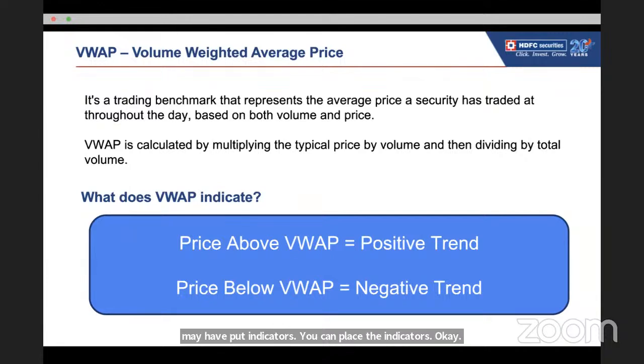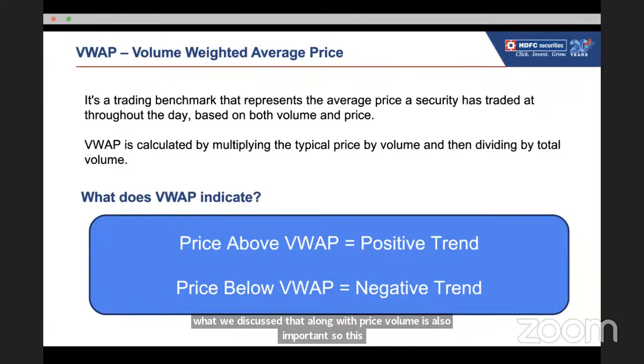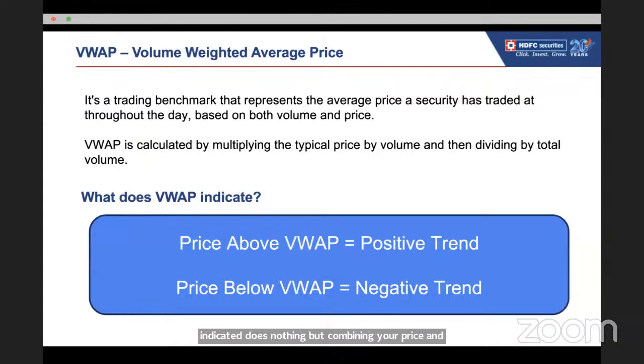Now the next is VWAP, alright, Volume Weighted Average Price. So earlier what we discussed, that along with price, volume is also important. So this indicator does nothing but combining your price and volume all together. Okay, उससे आपको एक एवरेज का लाइन मिलेगा. ये एवरेज में क्या कंसिडर होगा, वॉल्यूम प्लस प्राइस. ओके, so VWAP का एक continuous लाइन निकलता जाता है.